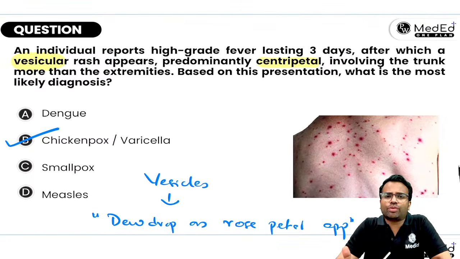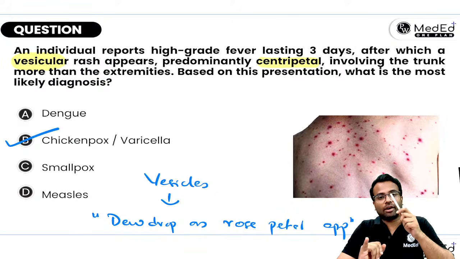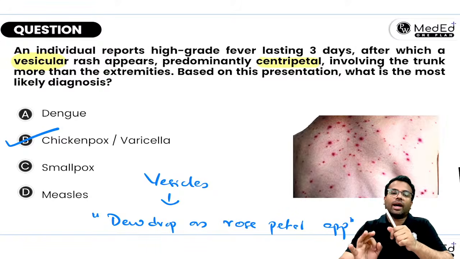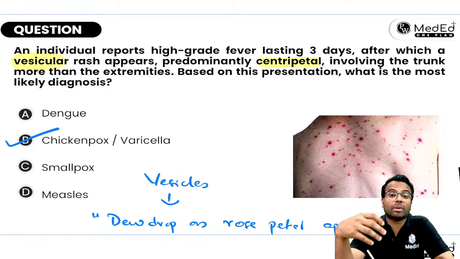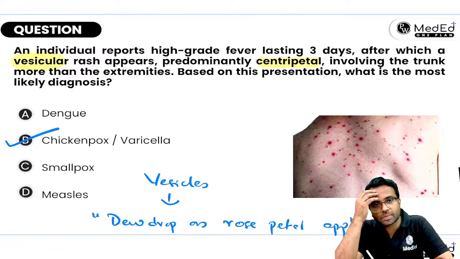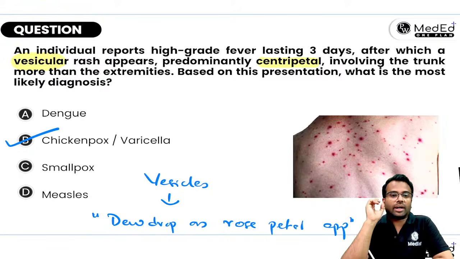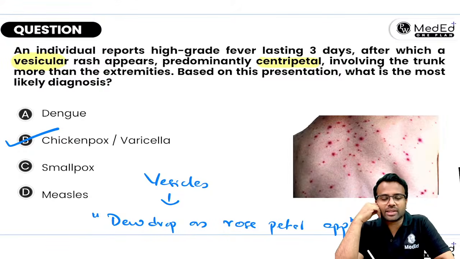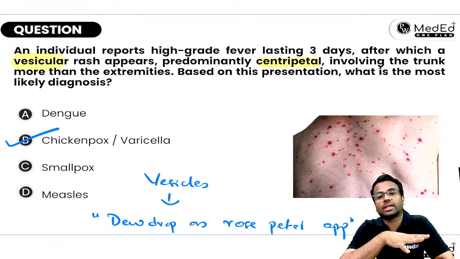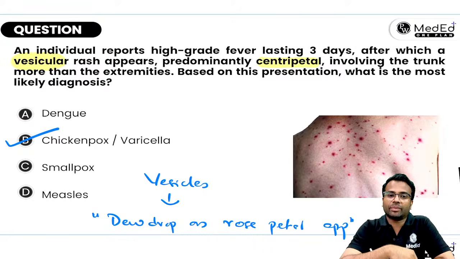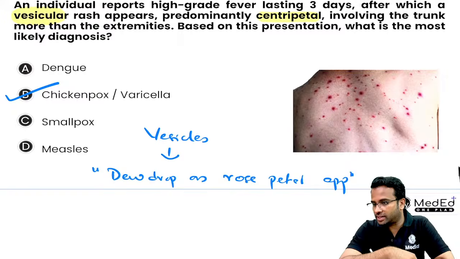Yeah, because in dengue fever, you don't get a vesicular rash. What will happen in dengue fever? The patient will have fever. Along with fever, there will be arthritis, and the patient will have some rashes. There can be a petechial rash, especially when the platelet count may come down, right? And definitely not smallpox. We don't have cases anymore. And measles will not have a vesicular rash. Instead of a vesicular rash, we'll be having a maculopapular rash in measles, right? So here the best answer should be chickenpox or varicella.